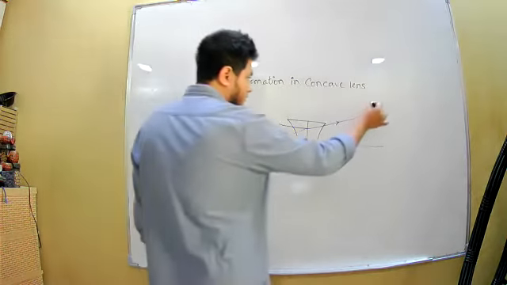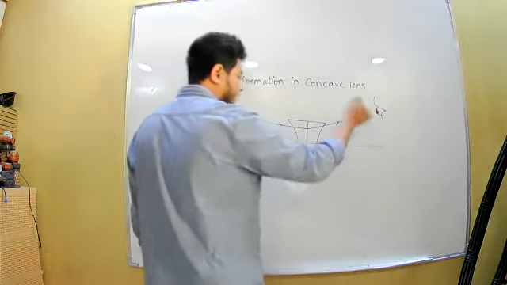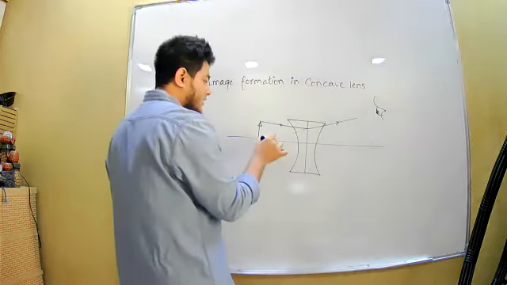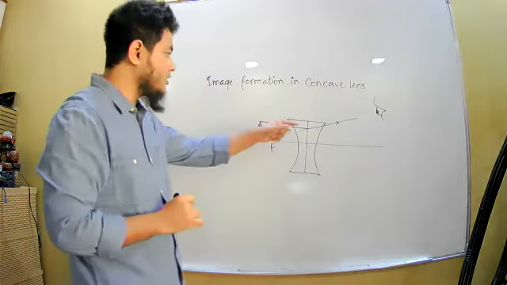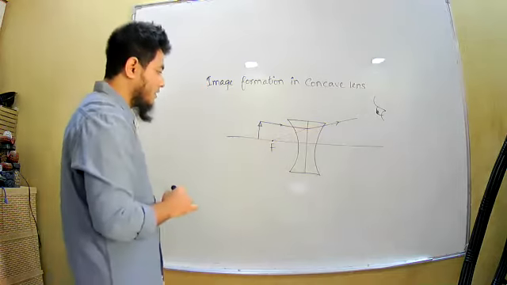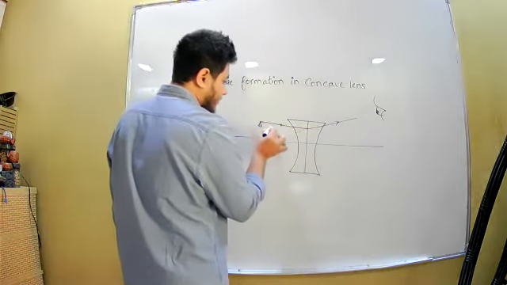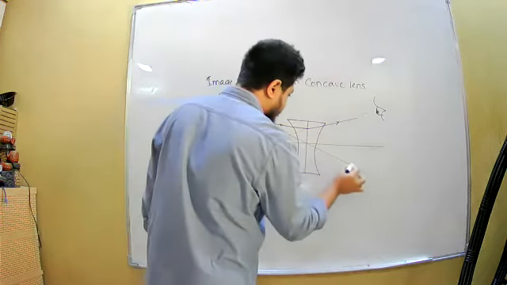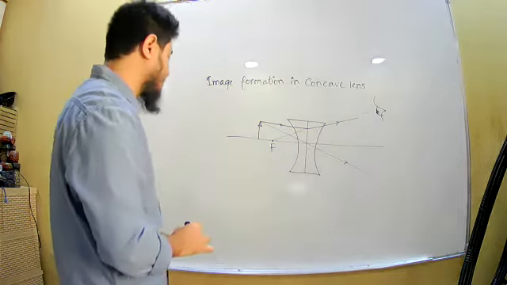Okay, so if you keep your eye over here, or somebody is seeing from here, he or she will feel like the light ray is coming from this point. So it will be diverged in such a way that if you extend it backward, you will feel like it is coming from the principal focus. Then another light ray will pass through the optical center, and it will pass as it is. Okay, it will not change its direction.